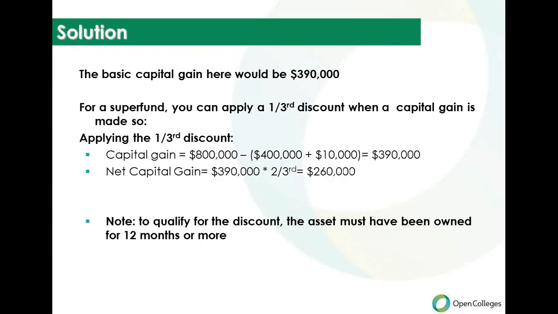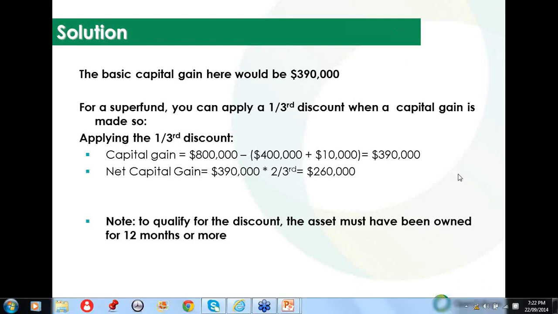For a super fund, in this particular case, we can use the 1/3 discount when the capital gain is made. So the $390,000 reduces to $260,000. So just be aware of that, a couple of points to recognize in the context of the calculation there.